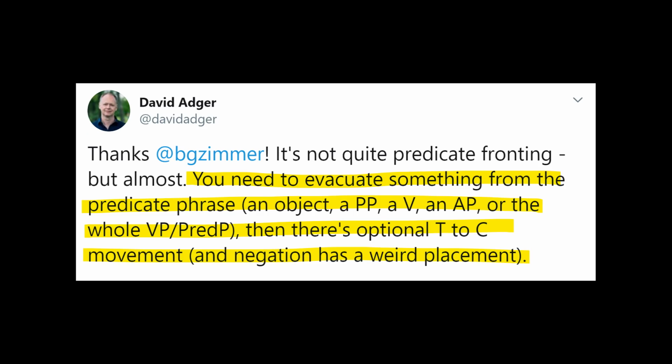So when he speaks English, when he speaks Galactic Basic, he puts the words in the same order as his native language. And a more complicated explanation he tweeted recently was, you need to evacuate something from the predicate phrase, an object, a PP, a V, an AP, or the whole VP pred P. Then there's optional T to C movement, and negation has a weird placement. Good luck understanding that if you don't have a degree in linguistics.